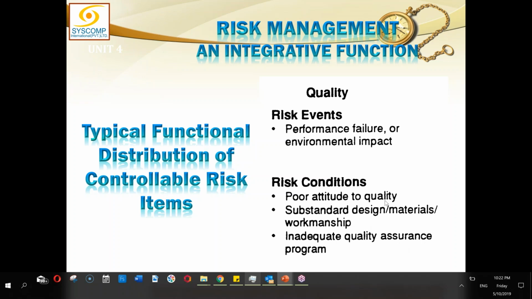So again, conceptually, you are not very much tied towards the quality, or your top level executives are not committed to quality.